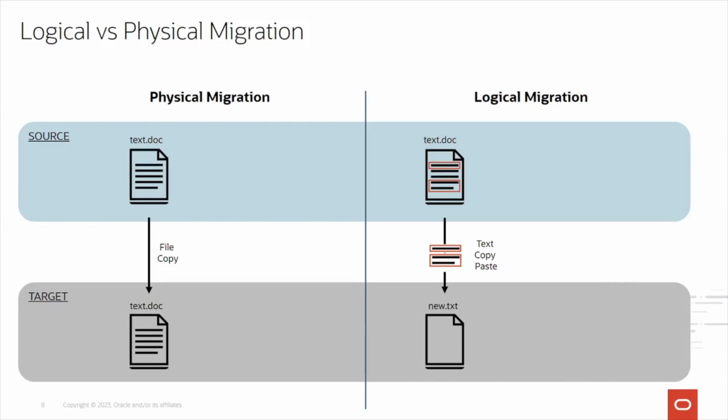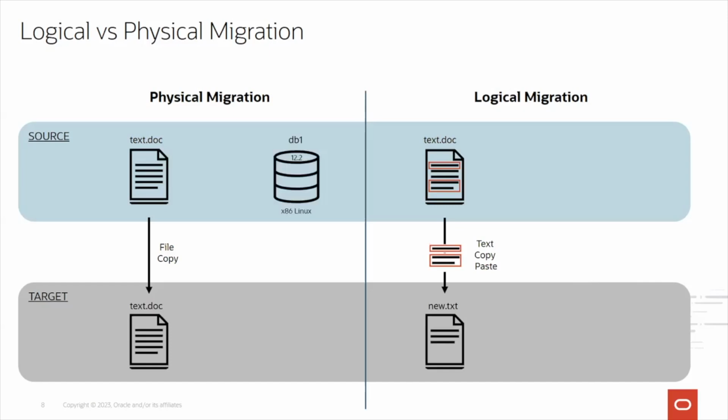You can also notice that in the source, we have a separate file format, which is .doc, whereas in the target, it is .txt. So this is also another important thing about logical migration. Of course, it will make much more sense when I explain it for the database. So now let us have a look at how it happens in terms of the database.